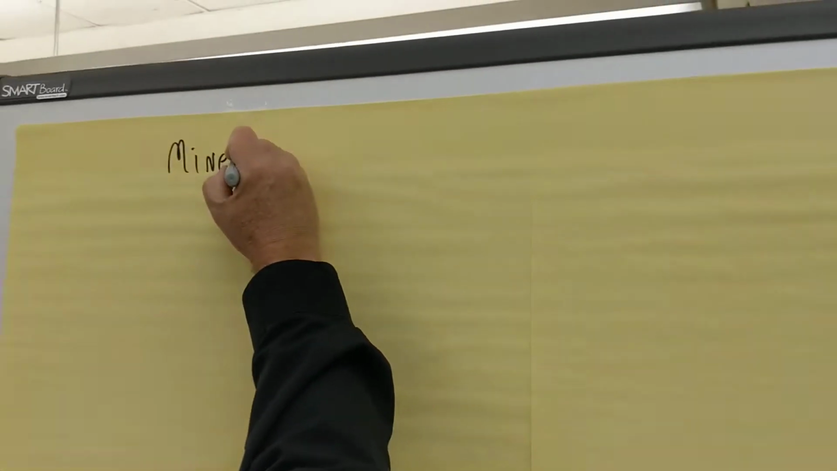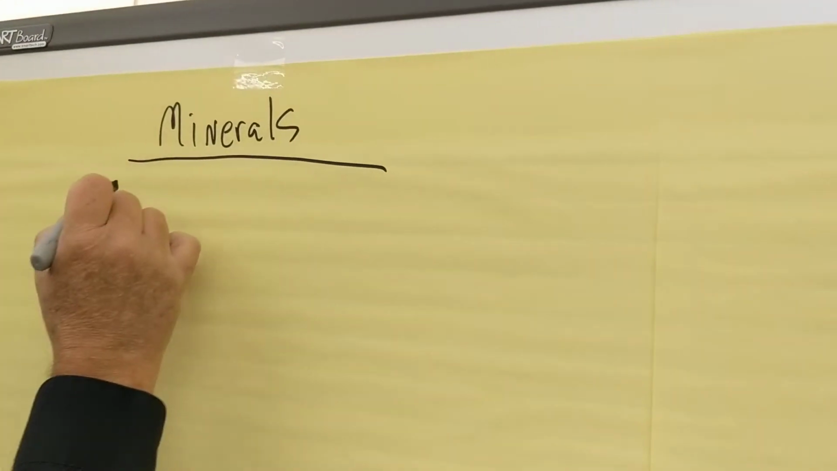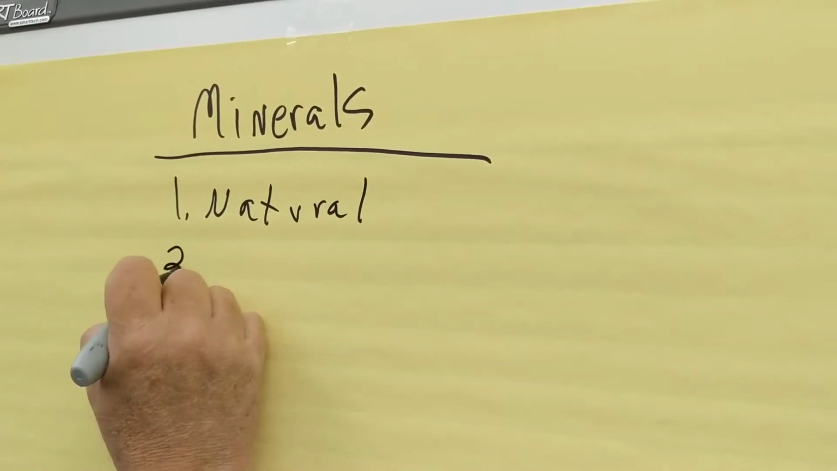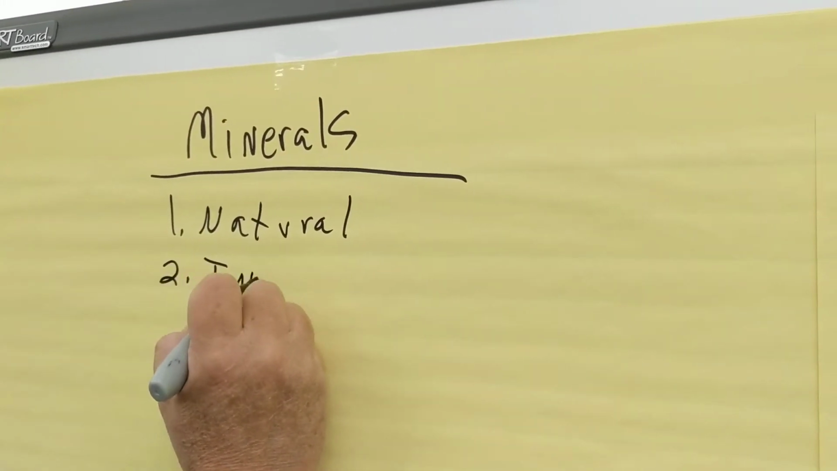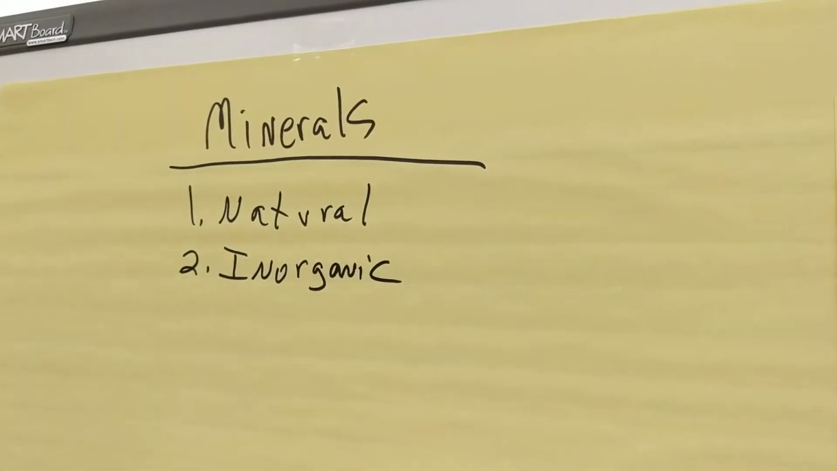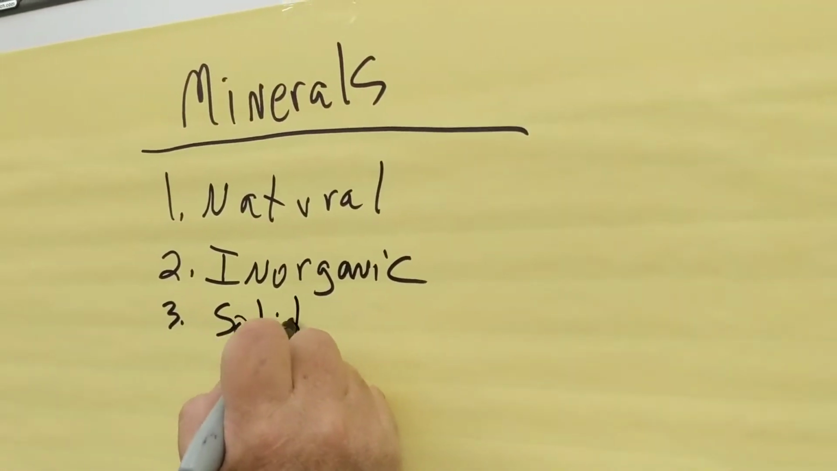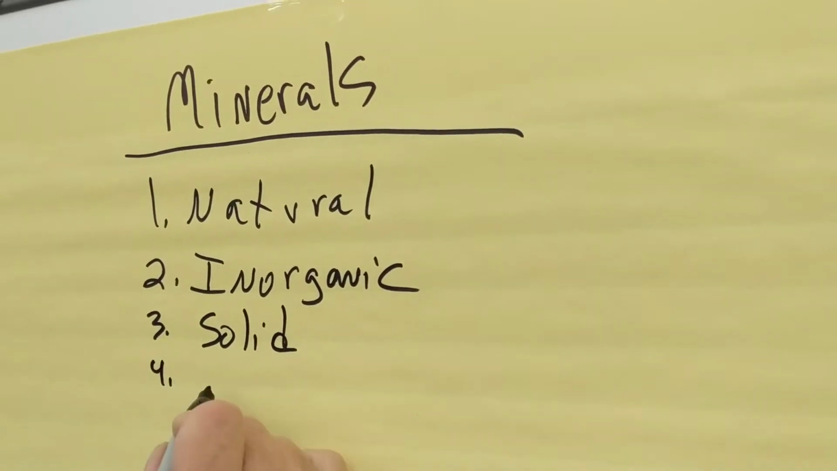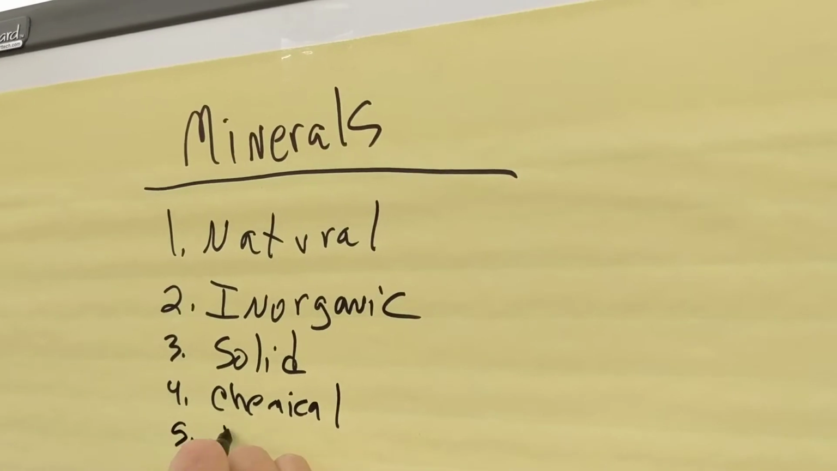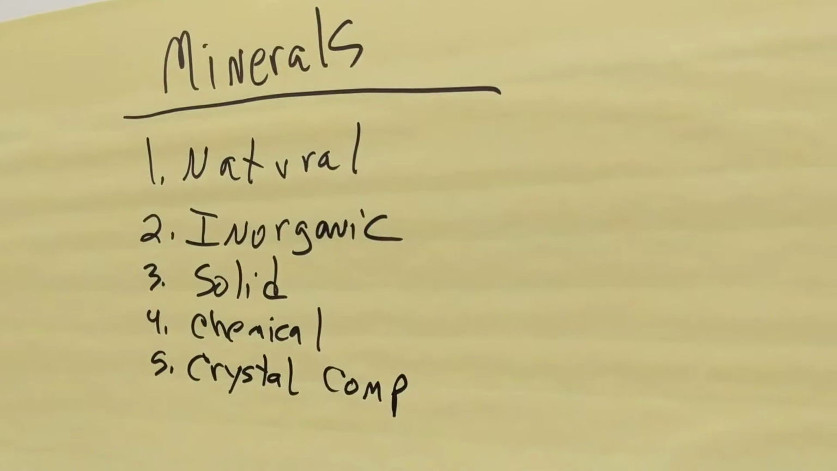Minerals. What are the properties of minerals? They have to be, one, natural. Right? They have to be naturally occurring. Two, they have to be inorganic, which means they're not organic. They can't come from a living thing. Three, they have to be a solid form. Means they can't be a liquid or a gas. Four, they have to have a chemical and crystal composition. I'm writing fast to make this fast.